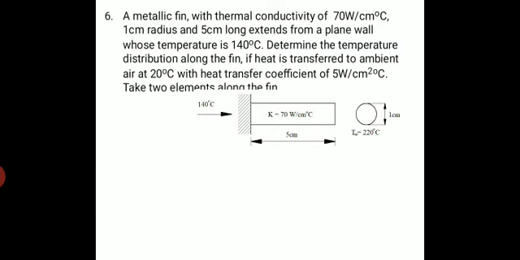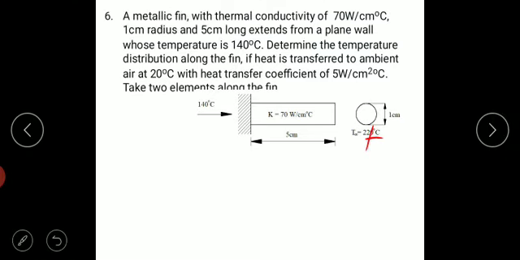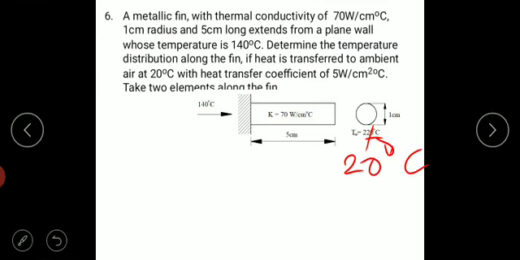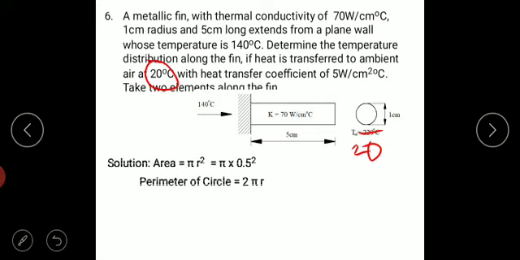Here it is 20 degrees Celsius. Okay, T infinity is 20 degrees Celsius. It is not 220, it is 20 degrees Celsius. I'll write it neatly there. This is 20. Okay, here he has given. Fine. Okay, we shall start.